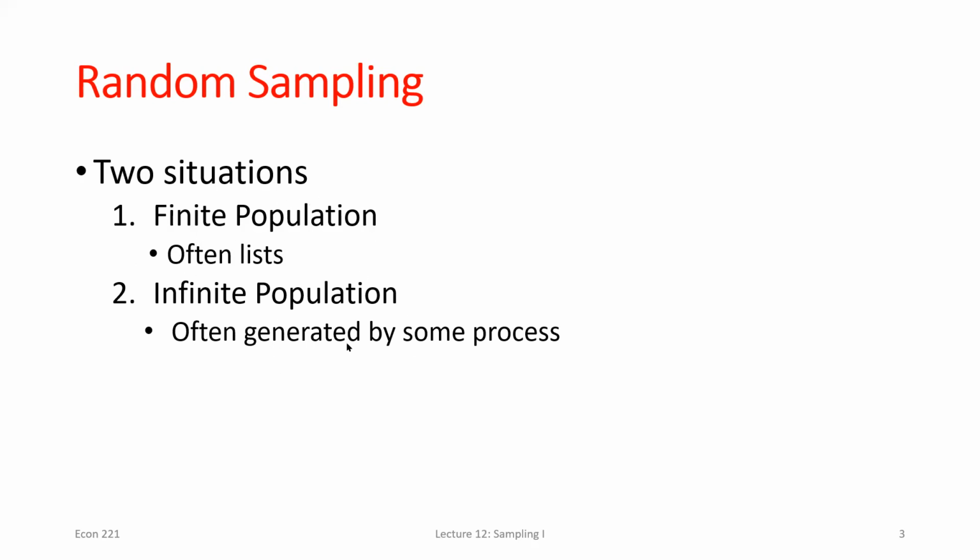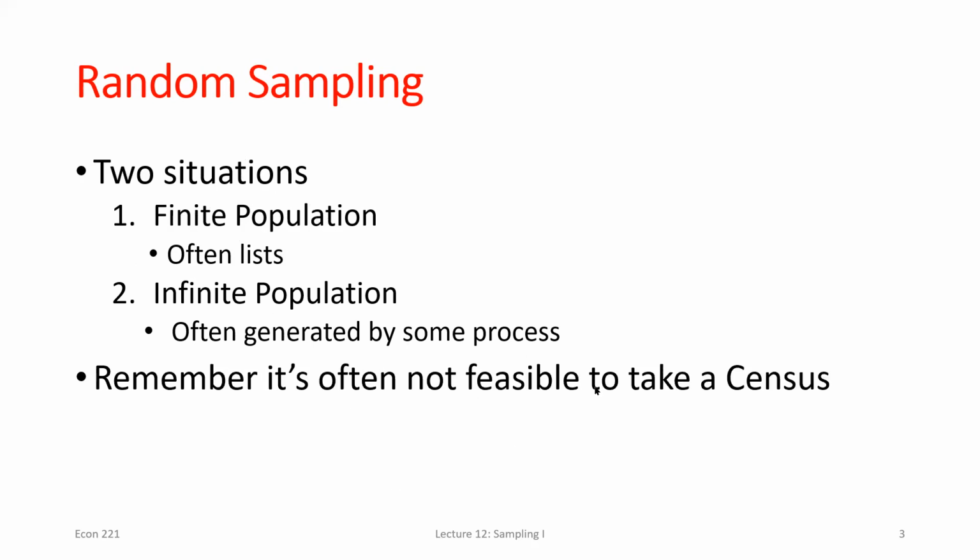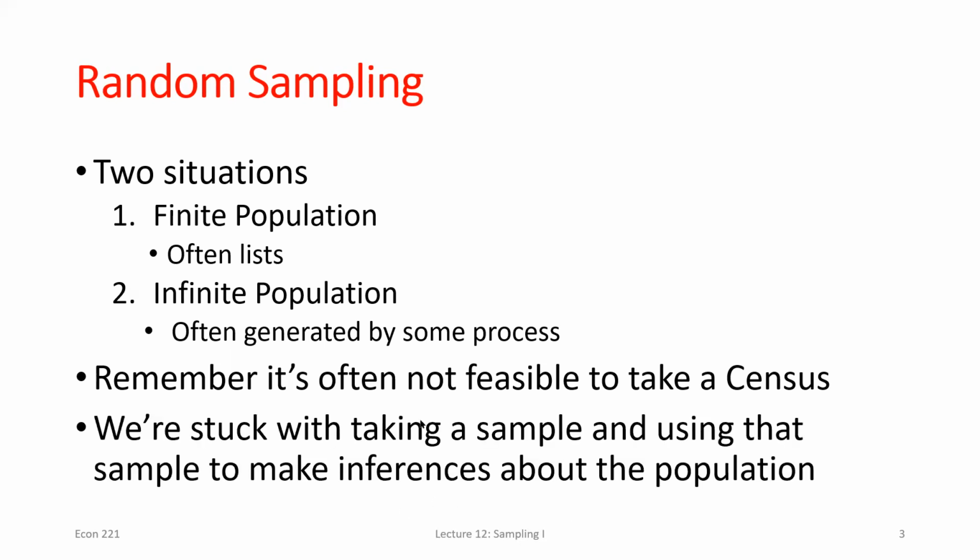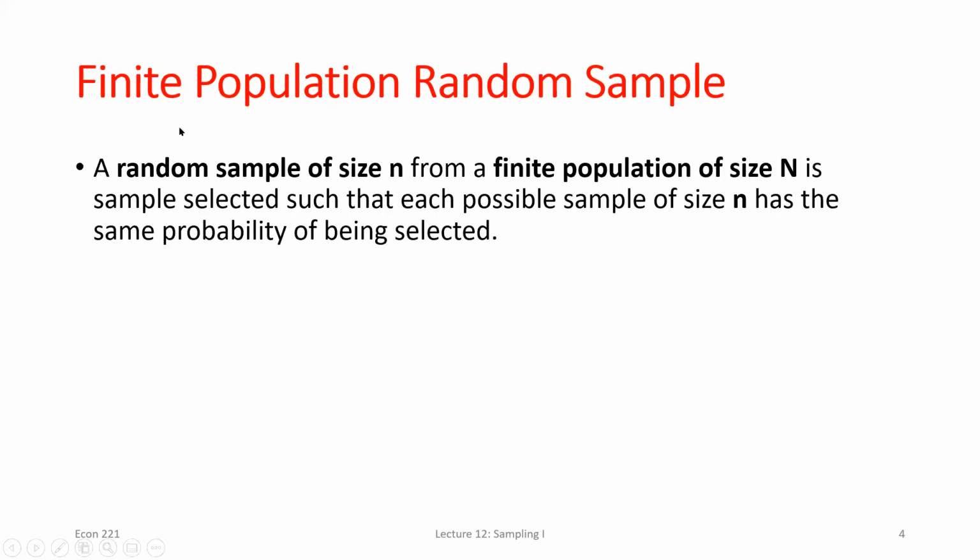Infinite populations usually come from some data generating process. But the problem is we can't get population data. We can't get the entire population. Sometimes we can use a census, but even then we're not usually capturing everyone. We're getting a vast majority. So we're stuck using a sample to make inferences about the population. Now, one thing we want to be concerned about when taking a sample is that our ultimate goal is to have the sample be just as representative of the population as it can be.